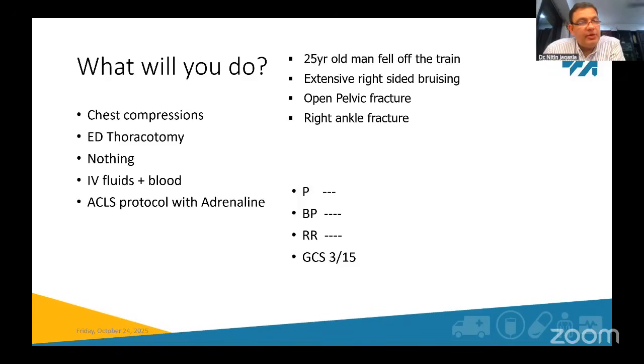Are you going to do chest compressions? Follow our ACLS protocol, give adrenaline? Open up the chest? Do nothing? Give fluids and blood? Or all of it?